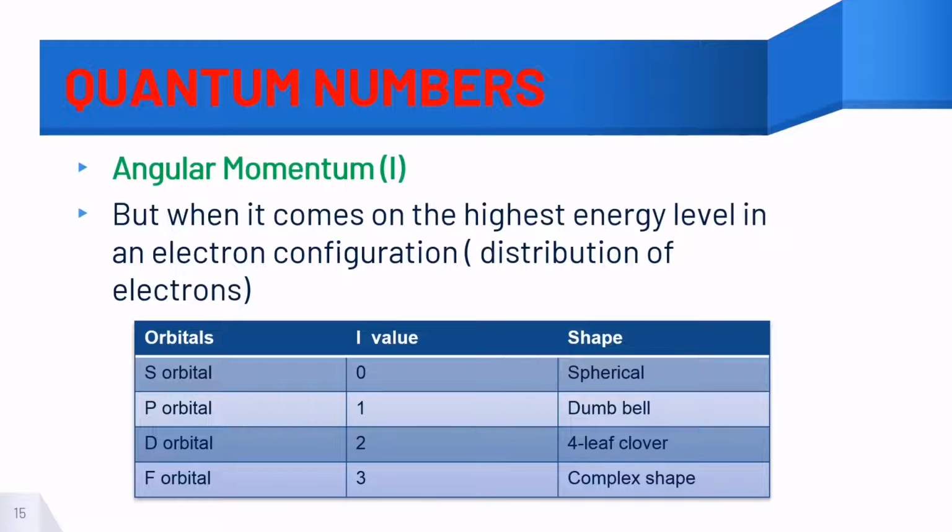If the f orbital is in the highest energy level, the value of l is 3, wherein the shape of this is very complex and not easily described, because there are 7 f orbitals in one energy level.